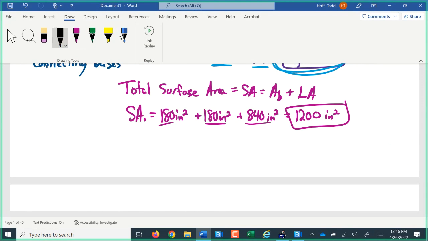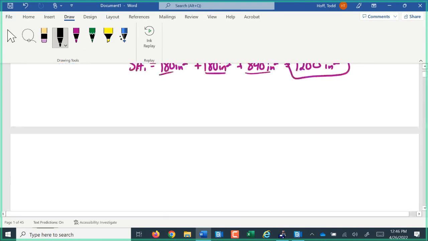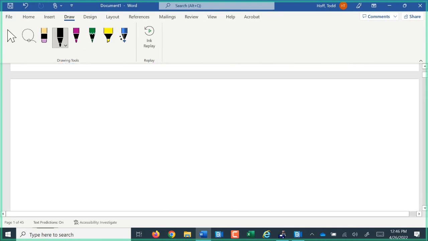Now, some people would find surface area of a box by just finding the 6 rectangles and adding them together. So why did I define this as area of the bases plus lateral area? Because not all shapes are the same. Not all shapes are boxes. We can have other shapes. This definition works really well.